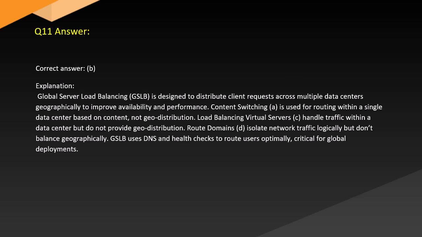Answer. Correct answer: B. Explanation. Global server load balancing, GSLB, is designed to distribute client requests across multiple data centers geographically to improve availability and performance. Content switching, A, is used for routing within a single data center based on content, not geo-distribution. Load balancing virtual servers, C, handle traffic within a data center but do not provide geo-distribution. Route domains, D, isolate network traffic logically but don't balance geographically. GSLB uses DNS and health checks to route users optimally, critical for global deployments.